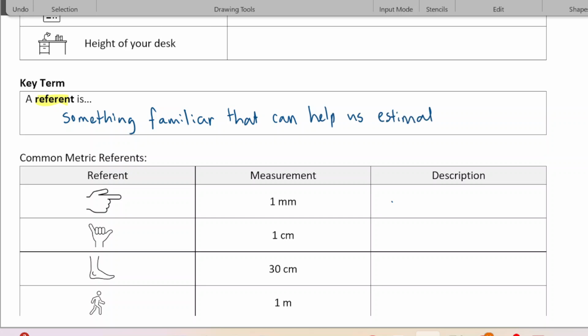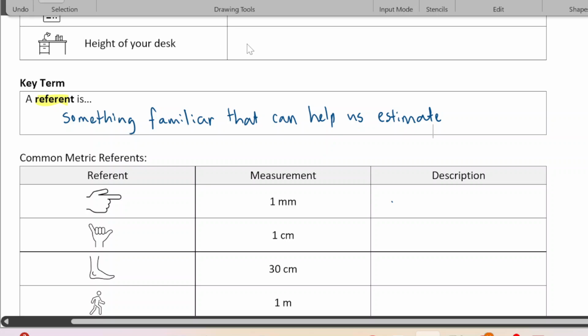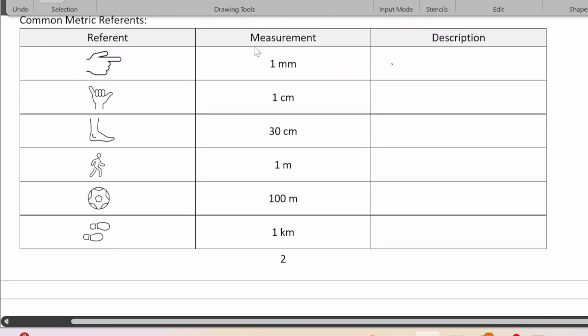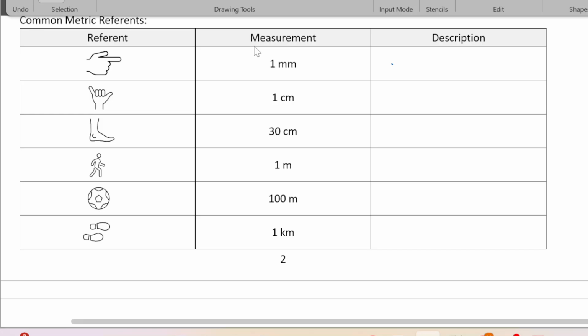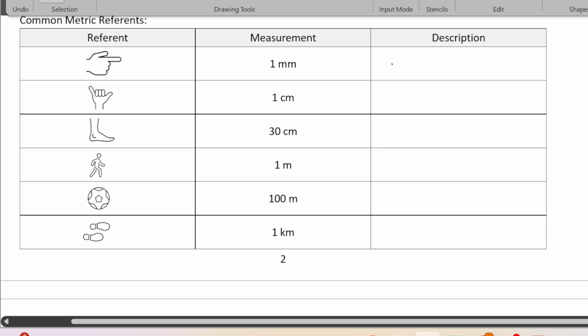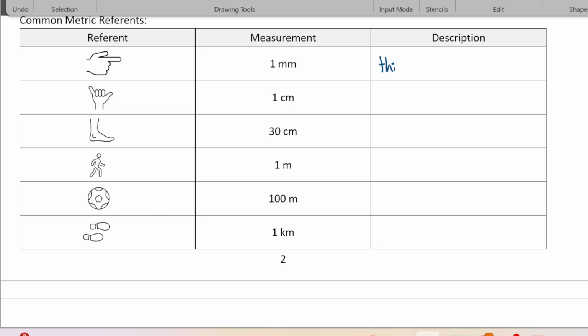Let's go through some common references for common lengths that we use a lot, using just our body parts or things that we do every day. So 1 millimeter is really, really small. The thickness of your fingernail is a good reference for that. 1 centimeter, width of pinky. It just depends on your hands, but you can test it out. Take a ruler, measure the width of your pinky. If it's about 1 centimeter, that's a really good reference to use.